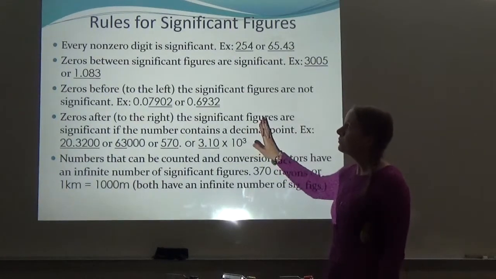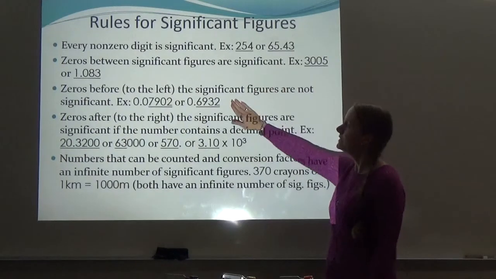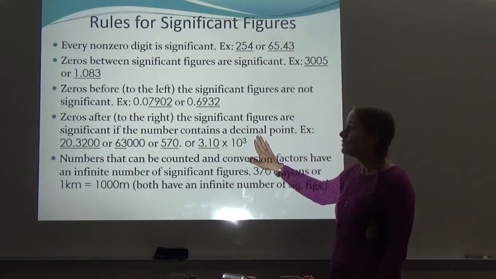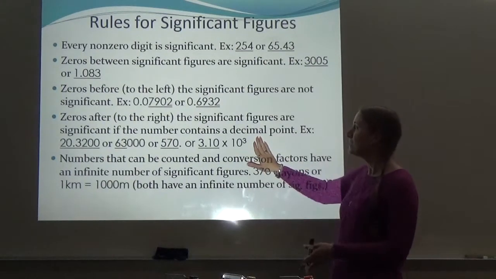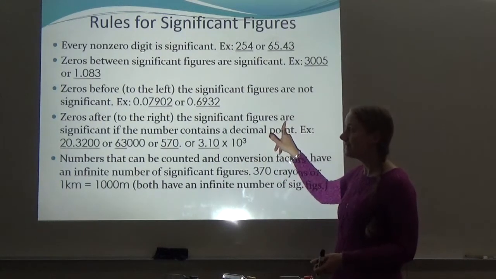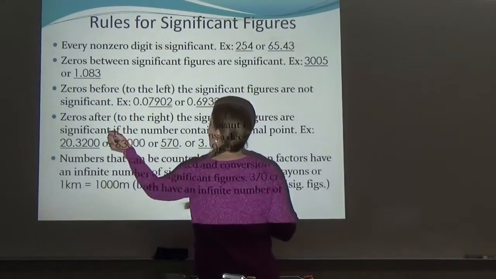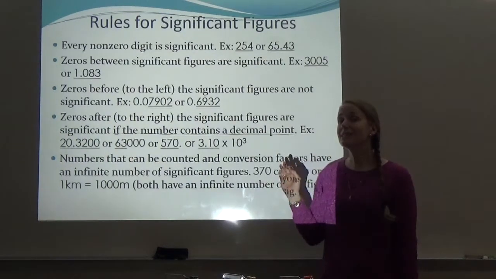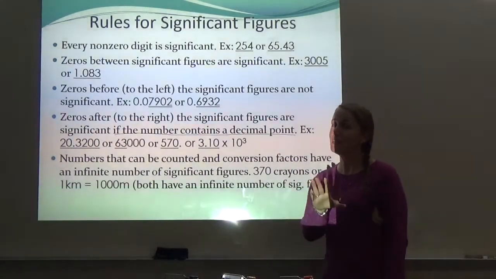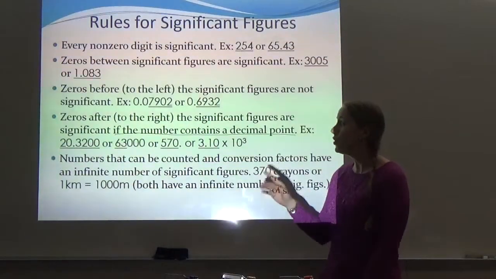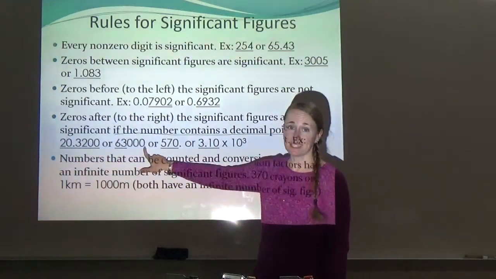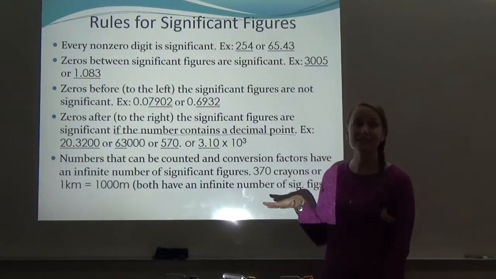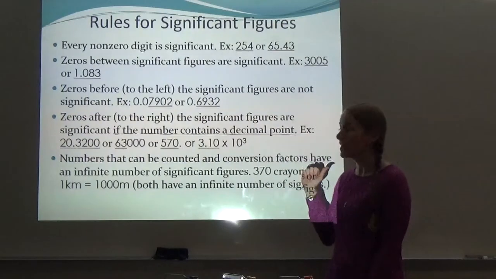All right? So we talked about middle zeros. We talked about front zeros. So let's talk about back zeros. This is the trickiest one. Zeros after or to the right of the significant figures are significant if the number contains a decimal point. So if you can see the decimal point, it's significant. I'm not saying if you know where it is, because you can know the decimal point's right here, but we don't see it. If you can see the decimal point, then it's significant. If you can't see the decimal point, the back zeros are not significant.